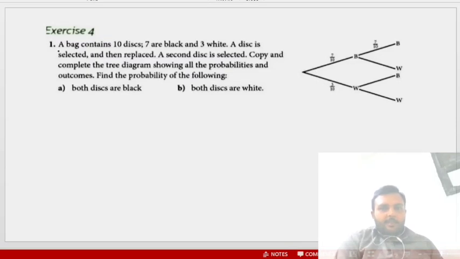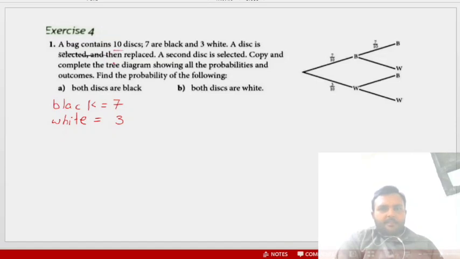Here a bag contains 10 discs, 7 are black and 3 are white. First of all, you have to see that there are 10 discs, 7 are black. So you can write here that black is equal to 7, and down here you can write white is equal to 3. So the total is given over here: 10 in total.